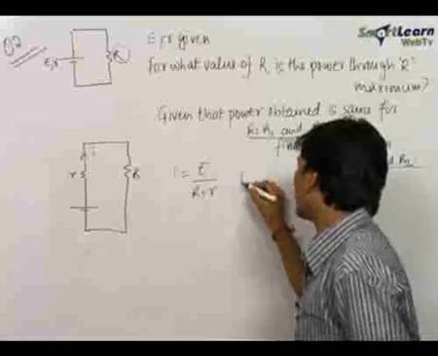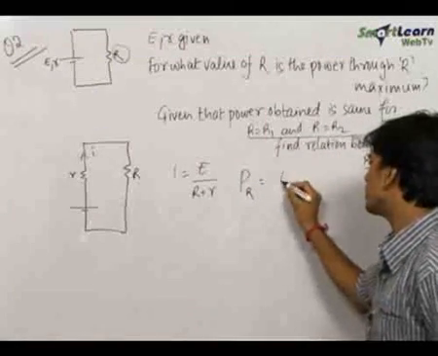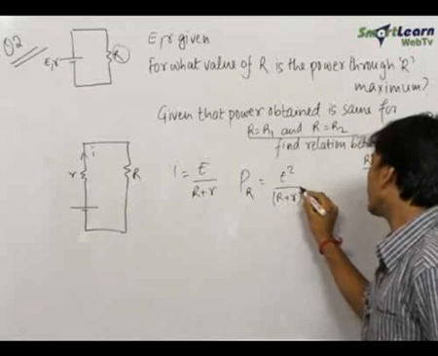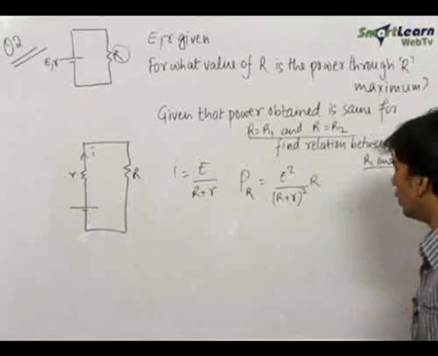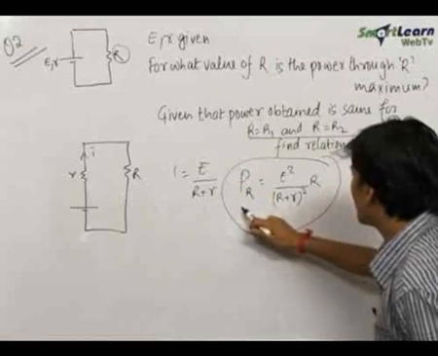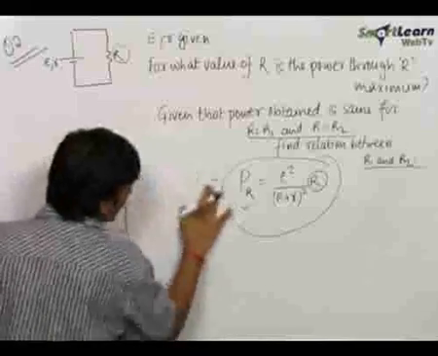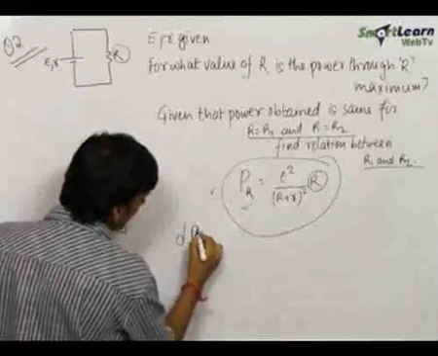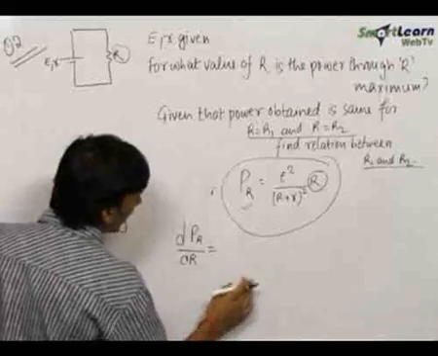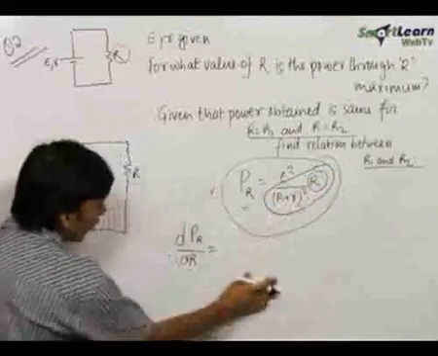Now the power through R, let me write it as PR. This will be equal to I square R, that is equal to E square upon R plus r whole square into R. Now we need to maximize this. We need to find out the maximum value of PR with R changing. So we differentiate this with respect to R. Or rather we can just take this term and maximize this term to get the maximum value of PR.